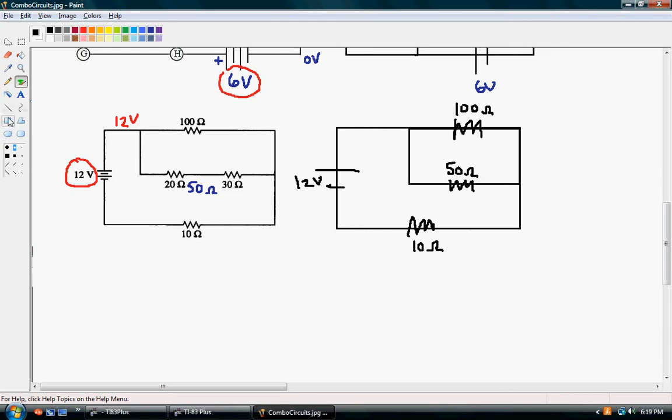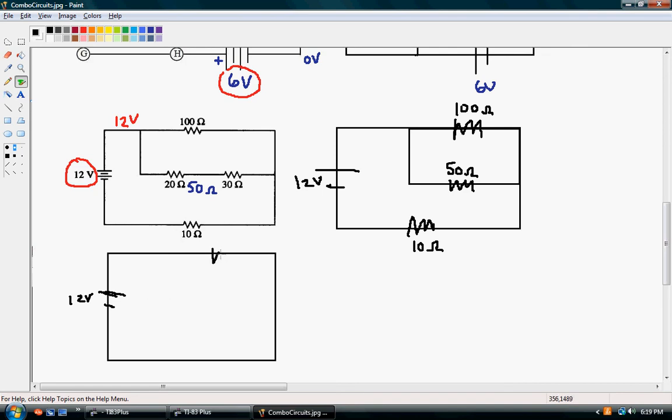So we can redraw this again. So this is essentially 33.3 ohms, and this is 10 ohms of resistance. So now that they're in series with each other, we can find our total resistance by adding them together. So 33.333 plus 10 will give us the total resistance of 43.3333.